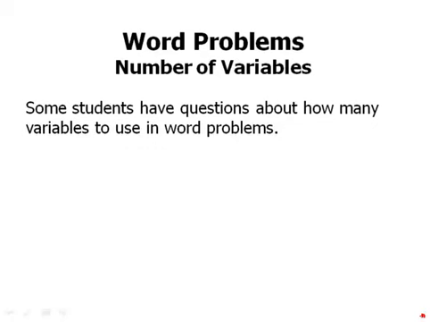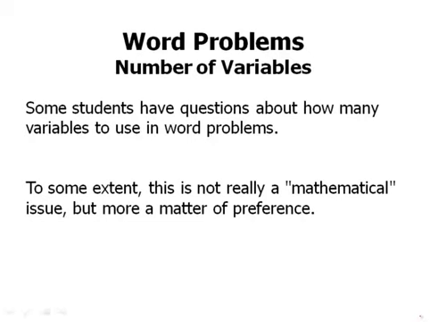Number of variables. Some students have questions about how many variables to use in word problems. To some extent, this is not really a mathematical issue, but more a matter of preference. In other words, sometimes students get caught up on, well, is the right way to do it with just one variable or assigning two variables? And it turns out there is no absolute right way. You can do it both ways many times. It's really a matter of discerning what works best for you.